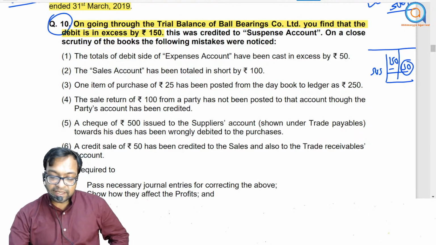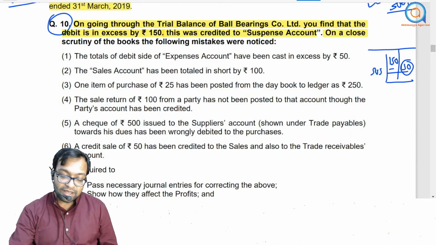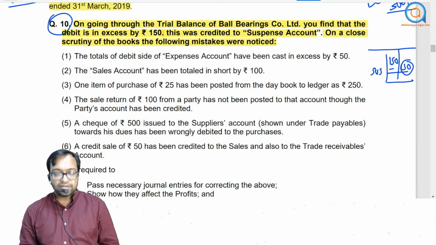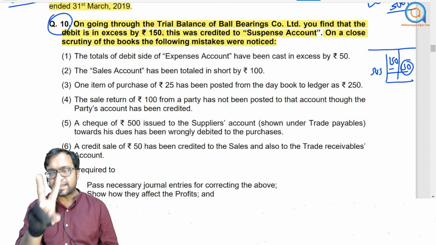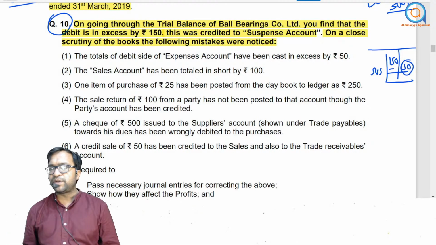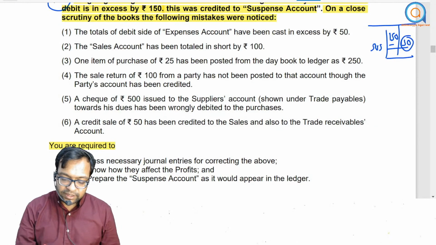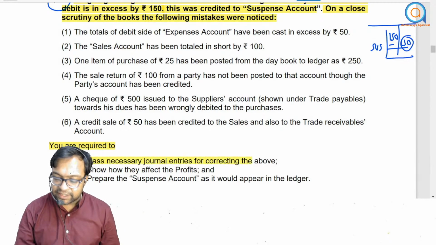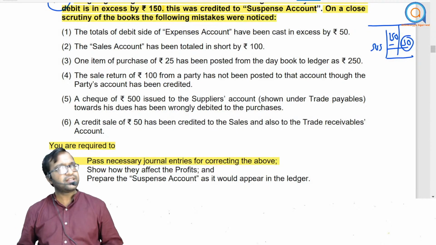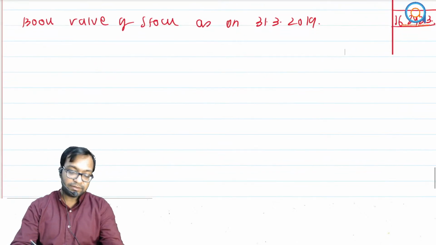And what else are they saying? This was credited to suspense account. I know this. On a close scrutiny of the books, the following mistakes were noticed. So that means you need to rectify this in the second stage, after preparation of trial balance but before preparation of final accounts. Okay? What are they asking? First one, pass necessary journal entries to correct the above. So first we have to make the journal entries. Let's do that first. So this is question number 10.